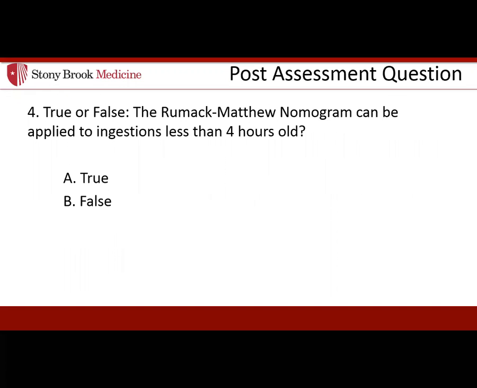Okay, so true or false? The Rumack-Matthew nomogram can be applied to ingestions less than 4 hours old. False, correct. Yes, so you want to use it at 4 hours or greater.